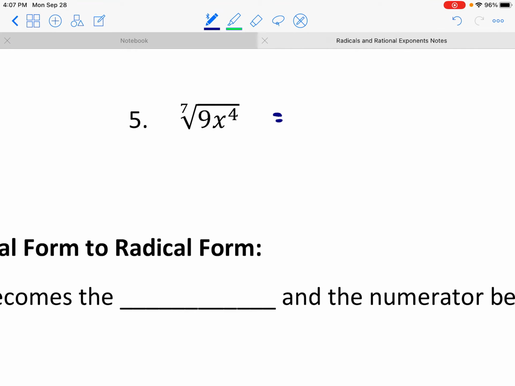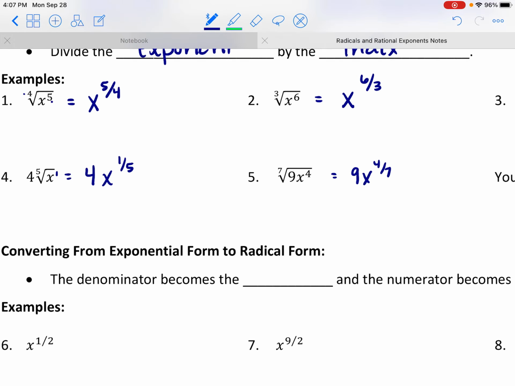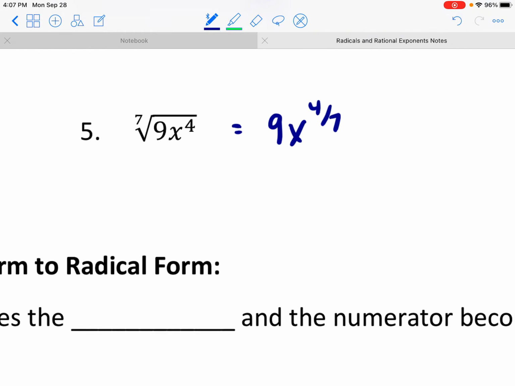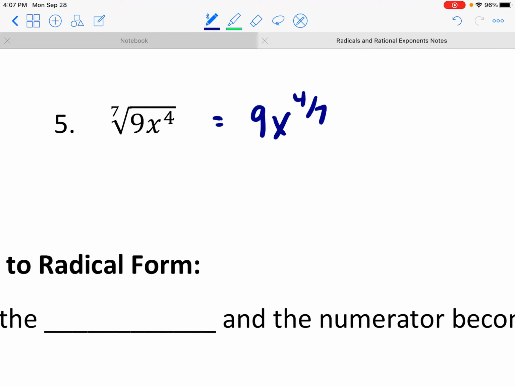Now be careful on this guy. You might be tempted to say that this is equivalent to 9x to the 4/7. But then our answer would look pretty similar to what our answer was in number 4. But in number 4, the 4 was a coefficient. In number 5, the 9 is not a coefficient, but we made it a coefficient. In number 5, the 9 is underneath the radical.